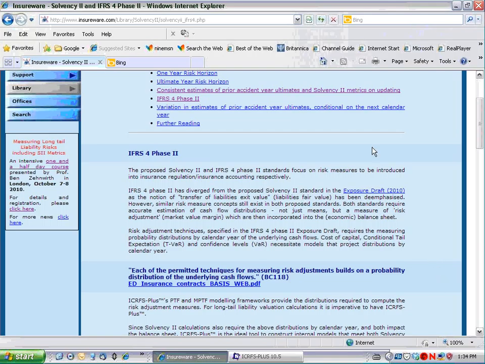Now, exposure draft 2010 of IFRS 4 does allude to the fact that both the solvency standards and the IFRS 4 standards require the estimation of cash flow distributions. Well, this is something we have mentioned repeatedly in these videos and also in Chapter 4 videos on capital management, that what's critical in calculating all these metrics is the liability stream by calendar year, the distributions of the liability streams by calendar year.